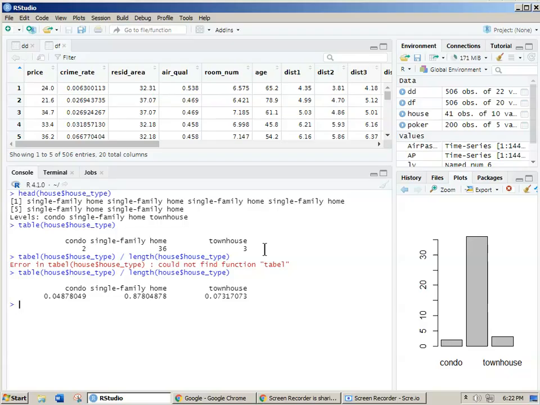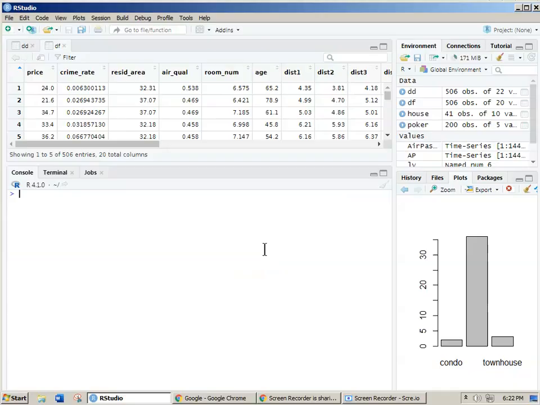Okay. So look at this. Most of our houses are 87, almost 88% single family homes. 4, almost 5% are condos, and around 7% are townhouses. So add these 3 numbers together and you will get 100%. So that's pretty good information for us.